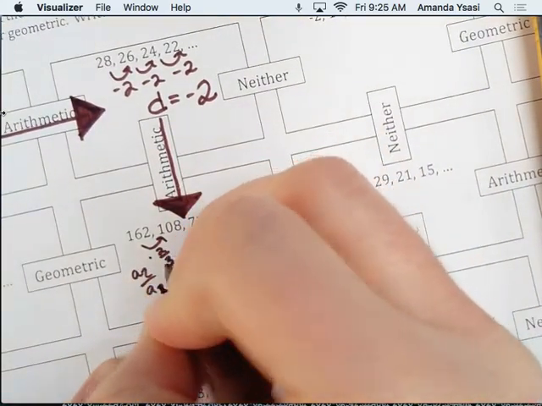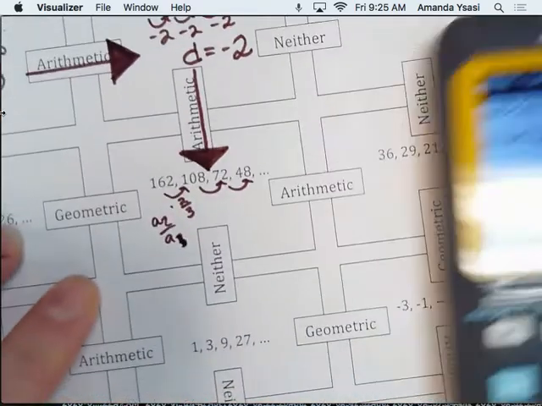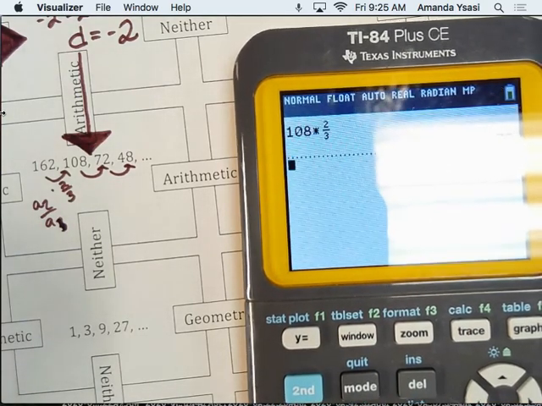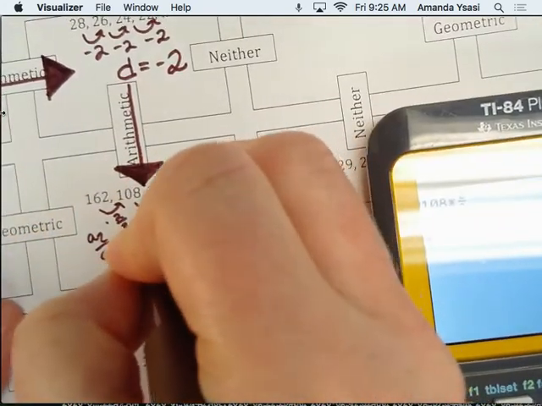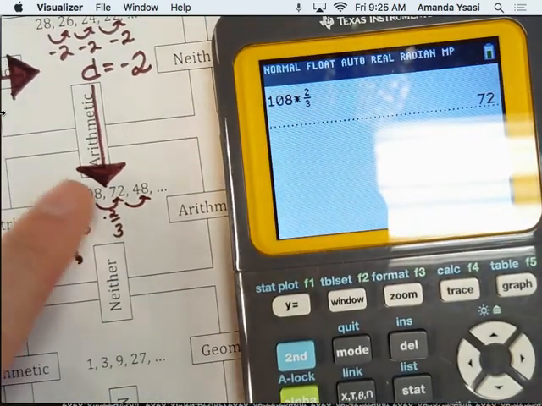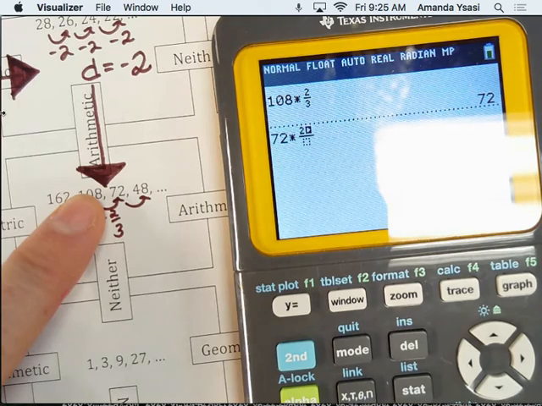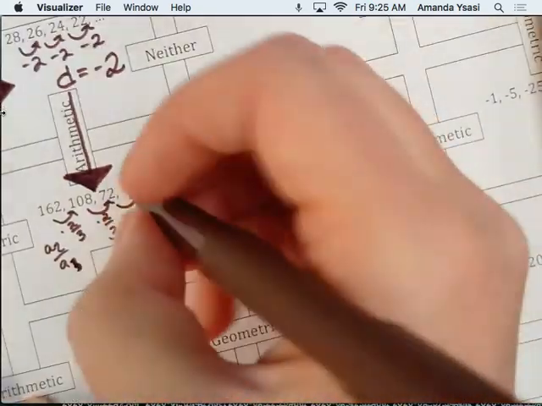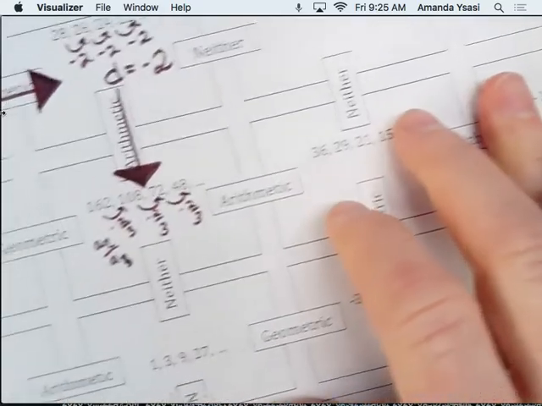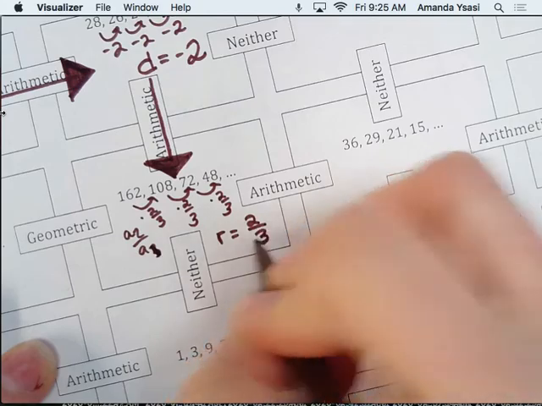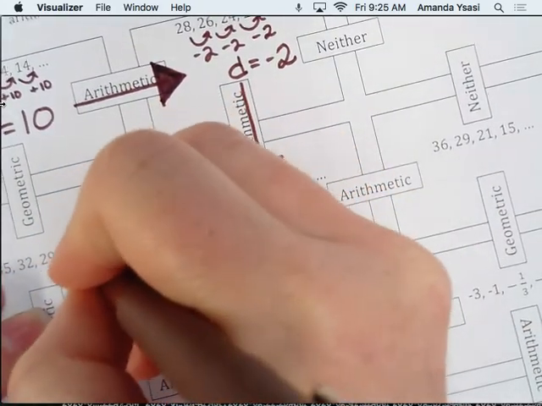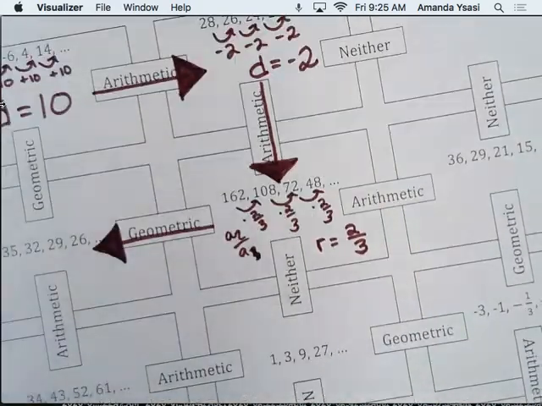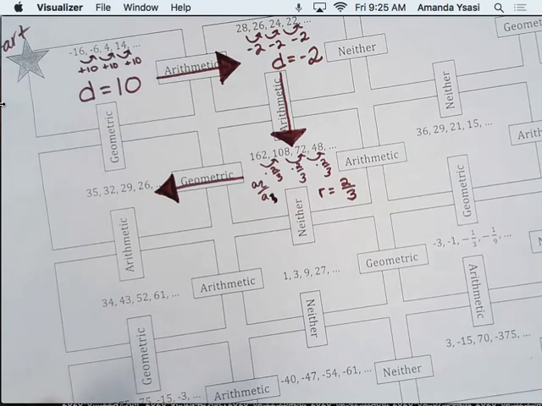So times two-thirds. So 108 times two-thirds is 72? That works. Let's do 72 times two-thirds. That should equal 48 if this is geometric. Yep. So do we write R or D? R equals two-thirds. And then it's geometric, so it goes this direction. Underline geometric, make that an arrow. All right, so you're on your own for the rest of it. I got you started.